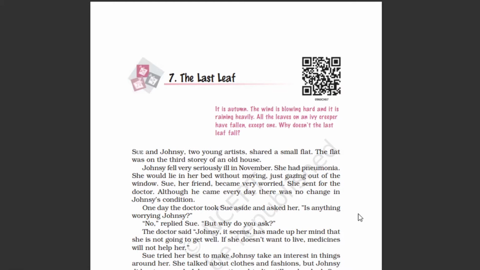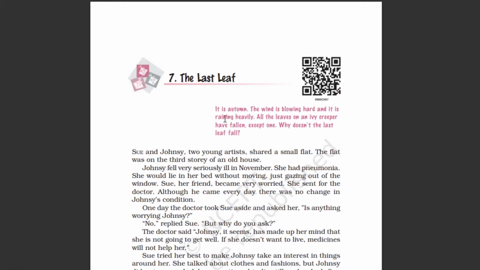The Last Leaf. It is autumn. Autumn season, Patjhad. The wind is blowing hard and it is raining heavily. All the leaves on an ivy creeper have fallen except one. And why doesn't the last leaf fall? So the season is autumn.